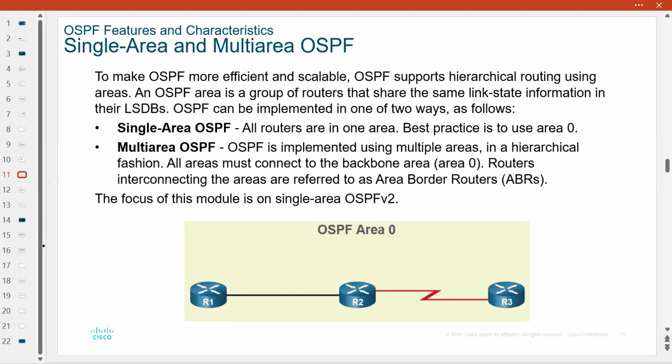Single area and multi-area OSPF. I've touched on this. To make OSPF more efficient and scalable, OSPF supports hierarchical routing using areas. You see IP by definition, it also used levels a hierarchy as well, right? An OSPF area is a group of routers that share the same link database information in their LSDBs. OSPF can be implemented in one of the two ways, single area and multi-area. The focus of this module is on single area OSPF.